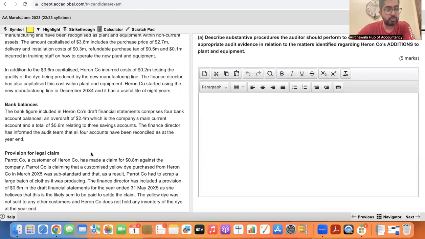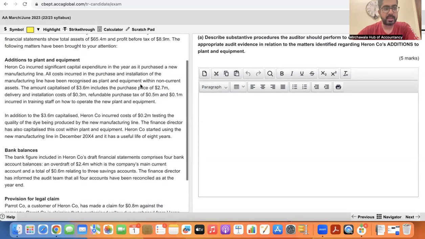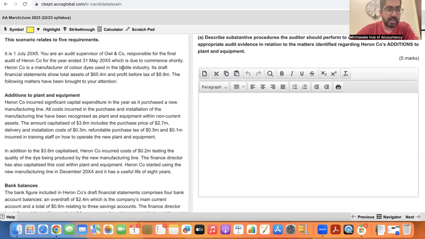The yellow dye was not sold to any other customer, and Heron does not hold any inventory of the dye. So Heron sold substandard dye to one customer, and they filed a claim against us. We have included 0.6 million in the draft financial statements. That's it for the question. Describe substantive procedures auditors should perform to obtain sufficient appropriate audit evidence in relation to matters identified regarding additions to plant and equipment. So you need to write substantive procedures with respect to additions.